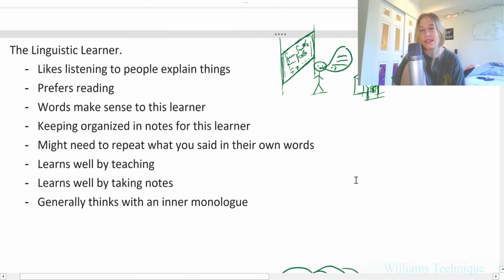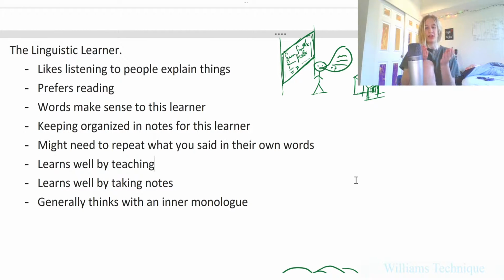These people like to listen to people talk. They also like to read and then take notes. They like to copy notes as well, and then maybe even rewrite it in their own words. Sometimes they'll look at their notes and then try to teach it to their dog or their mom or something, to really get the linguistic part out of it and fully understand what's going on. These people tend to think with an inner monologue, so you probably know what that is. They just think words as thoughts.